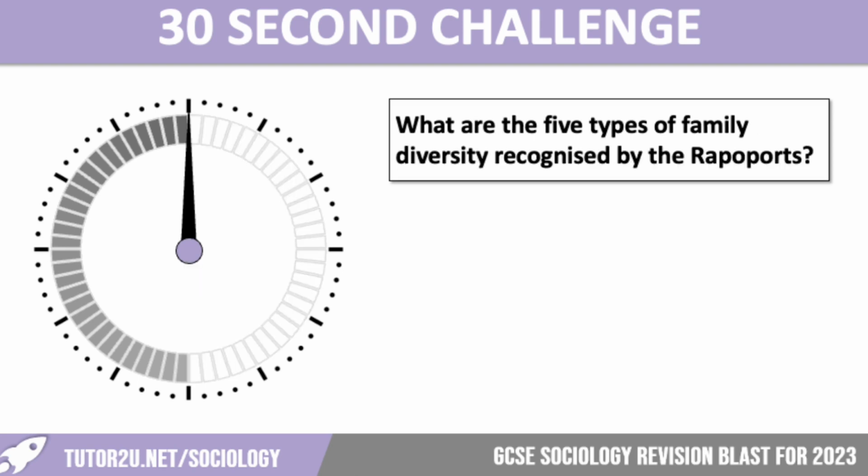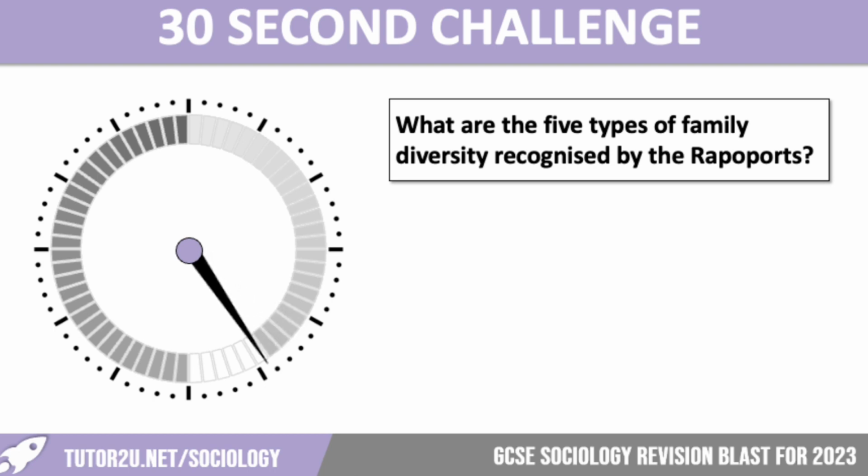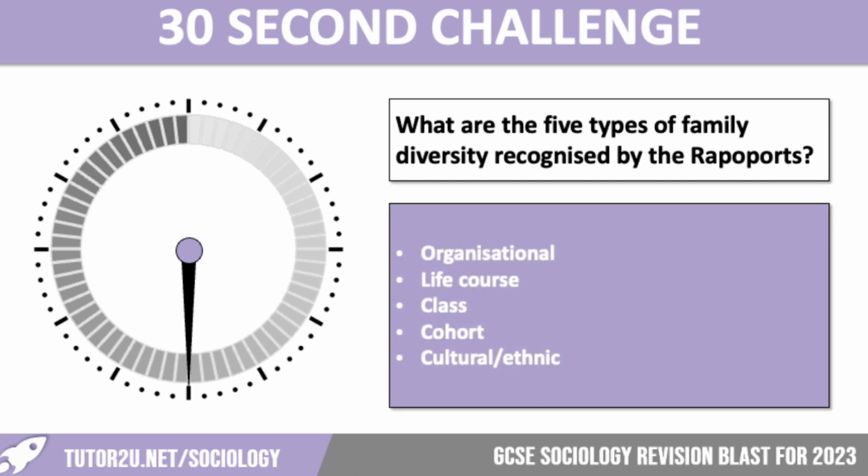Right, let's move on to another one. What are the 5 types of family diversity recognised by the Rappaports? Okay, let's have a look. So we've got organisational, we've got life course, we have class, we have cohort, and we've got cultural and ethnic. So 5 ways that families are diverse as recognised by the Rappaports in their 1980 study.